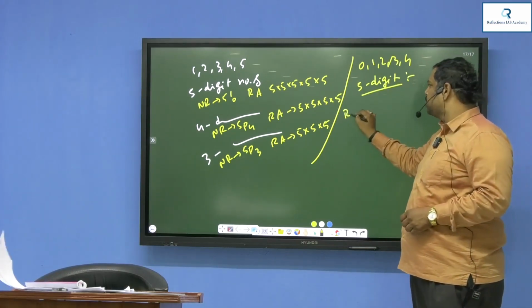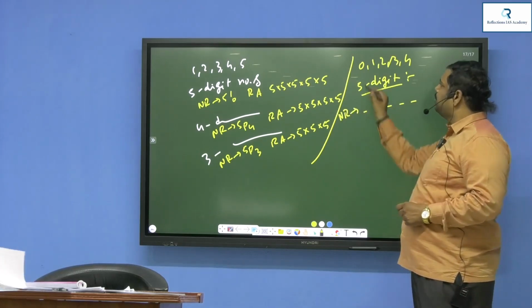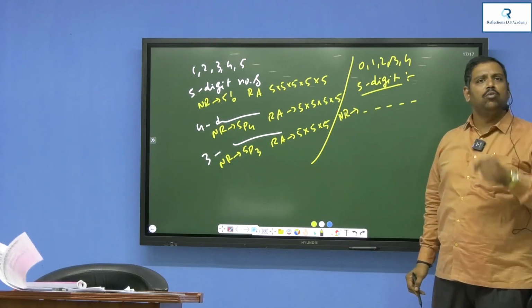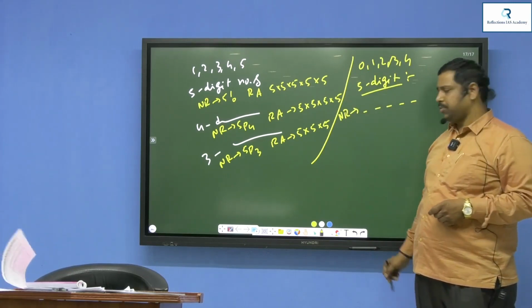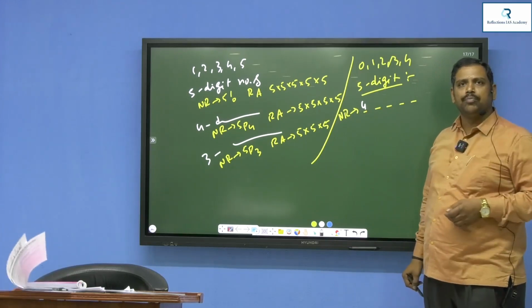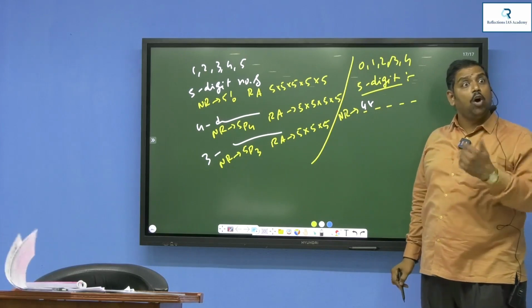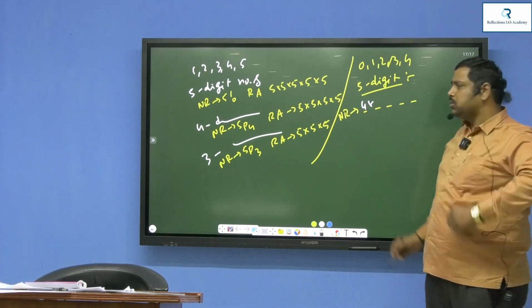When there is no repetition, 1, 2, 3, 4, 5. This place can be occupied by any of the 5 digits other than 0. Say it loudly. How many ways? 4 ways. Yes or no? Total 5 digits, 1 digit appeared here. Now how many are there? 4. So again 4 ways.